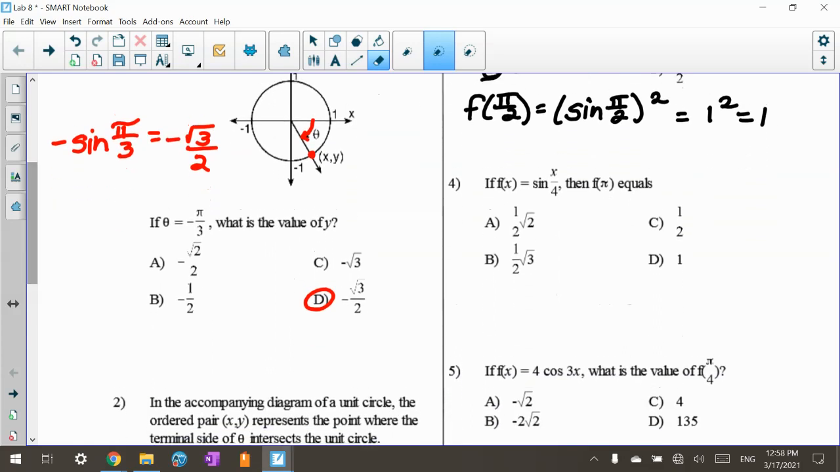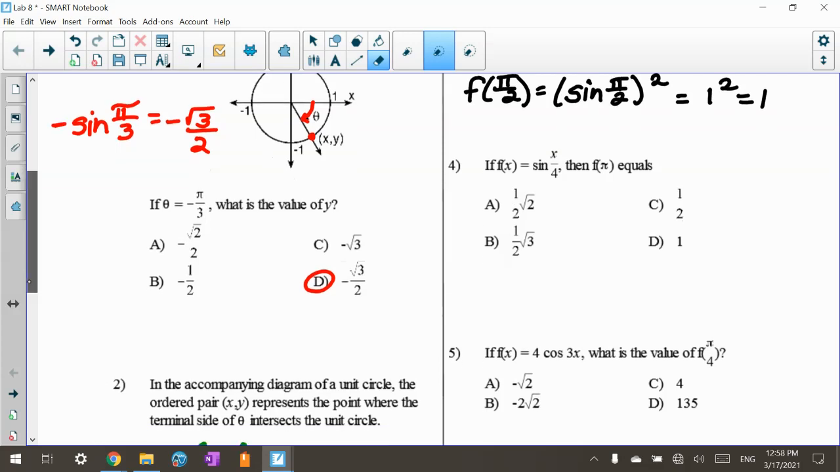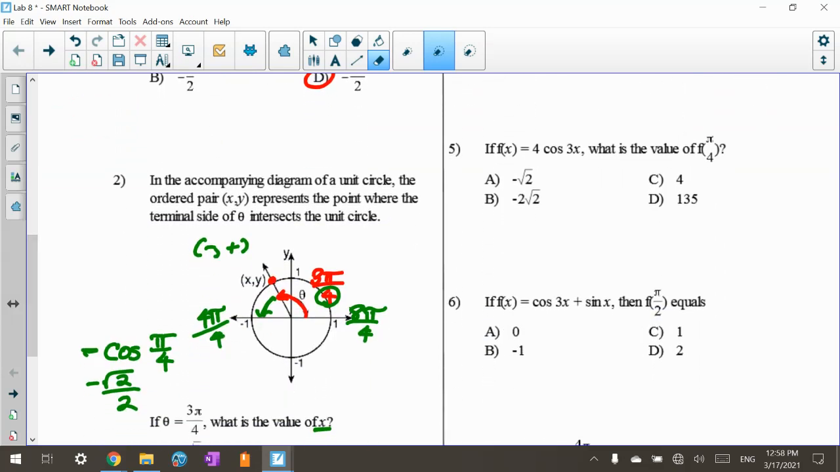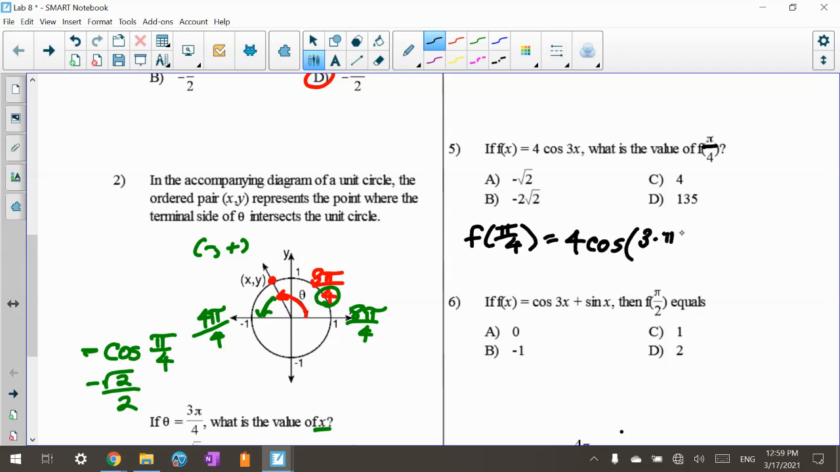I'm going to skip around and start doing some that are a little bit more complicated. So I'm going to go to 5. If f of x equals 4 cosine of 3x, what's f of pi over 4? Sorry, there's a line here. So I'm going to do f of pi over 4 equals 4 times the cosine of 3 times pi over 4, which really means f of pi over 4 equals 4 cosine of 3 pi over 4. So you've got to figure out what the cosine of 3 pi over 4 is, and then we're going to multiply it by 4.